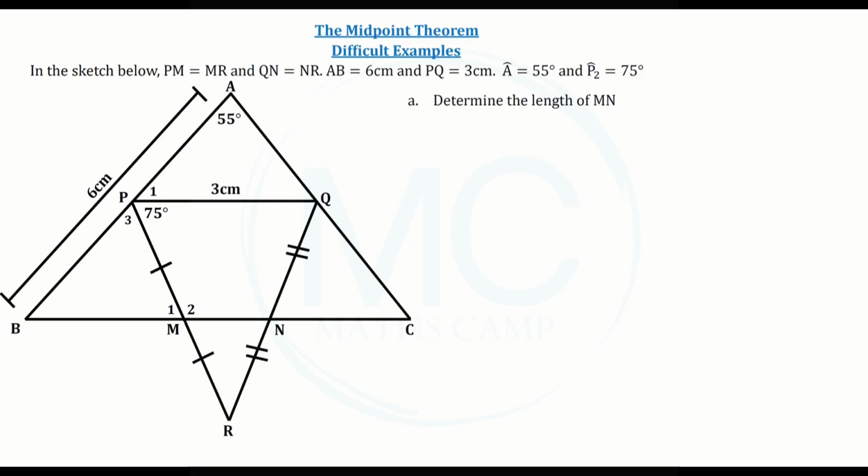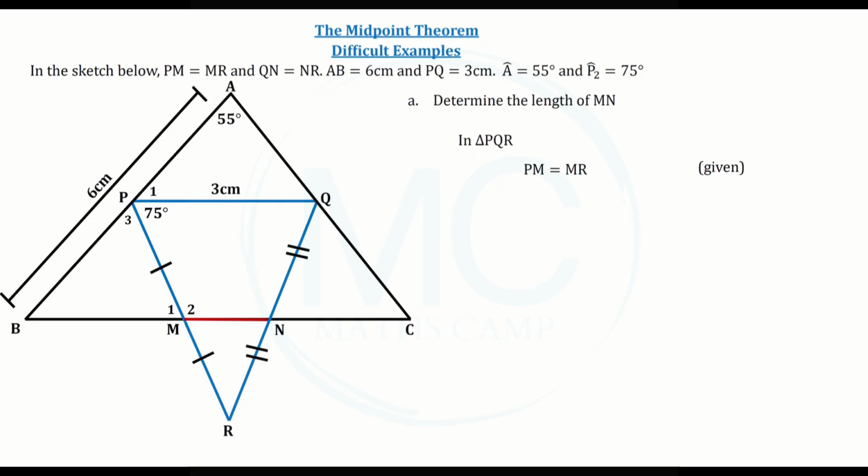Let's mark MN in red. It sits in triangle PQR. So let's make this triangle blue. Now we can say in triangle PQR. Straight away, we can see that PM is equal to MR. So we can make the statement PM is equal to MR. And as our reason, we use given.